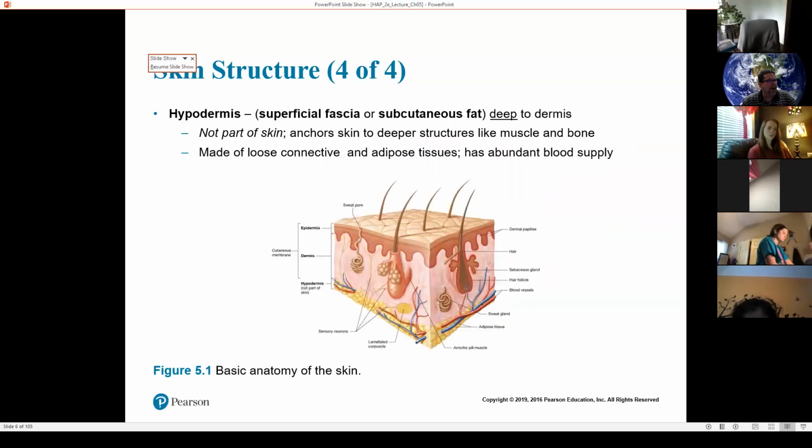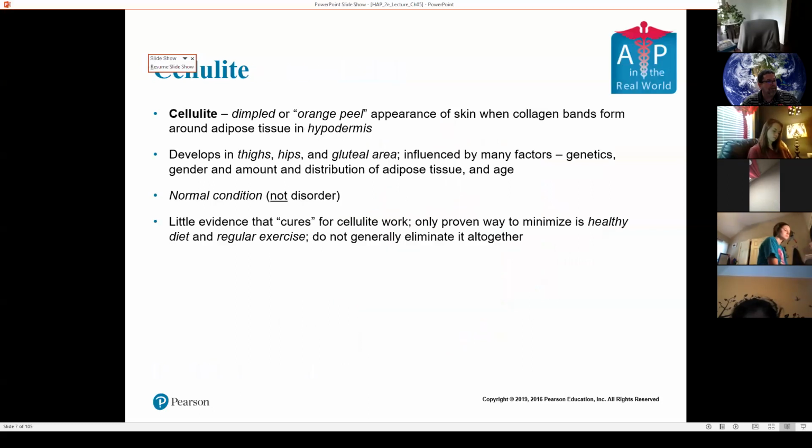That hypodermis at the bottom, also called the layer of fat, right? It's not part of the skin, but it anchors the skin to the rest of the body. So we'll go with that. Blood vessels and skin, mainly. Excuse me, blood vessels and adipose.